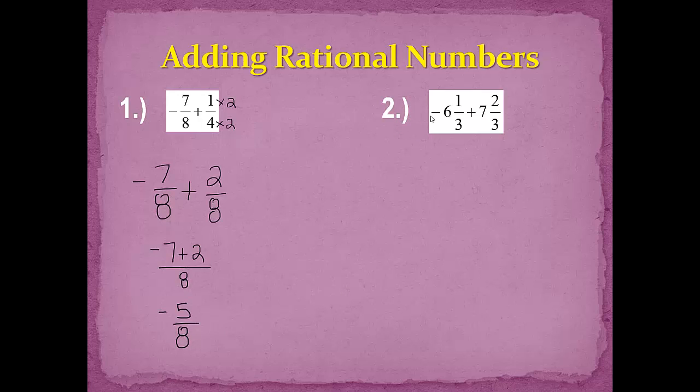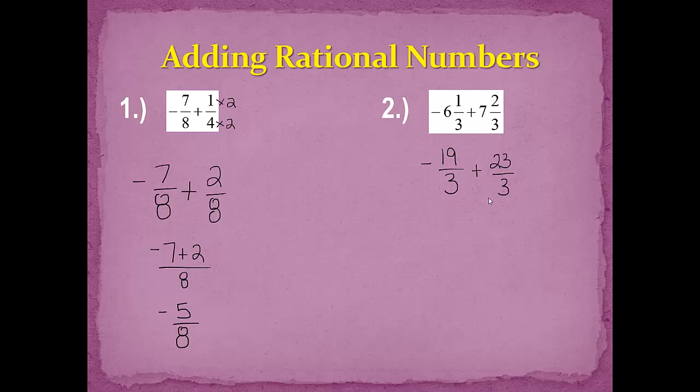Now for number 2, we have negative 6 1/3 plus 7 2/3. So the first thing we'll do is we can make these into improper fractions. So 3 times 6 is 18, plus 1 is 19. So I have negative 19/3 plus, and then 3 times 7 is 21, plus 2 is 23. So I have 23/3.